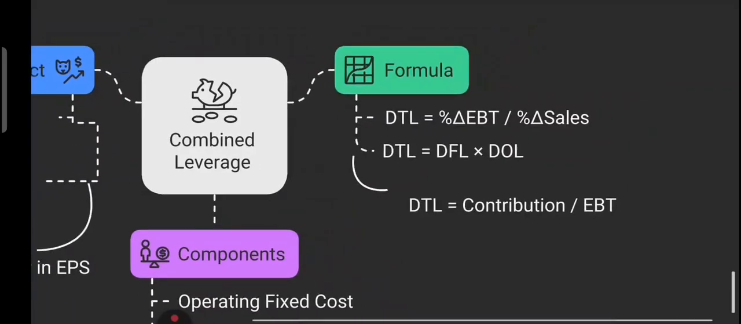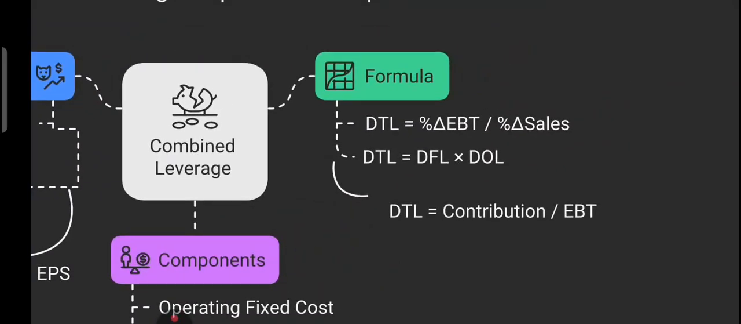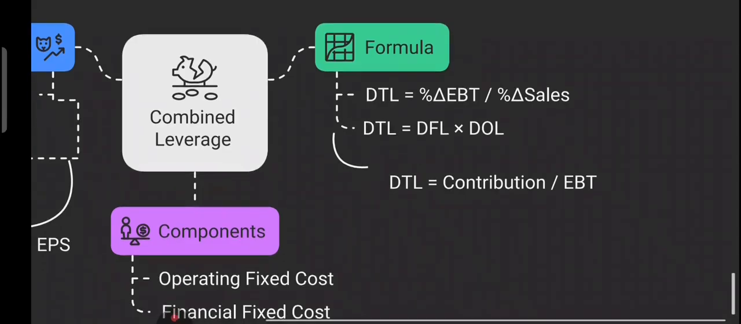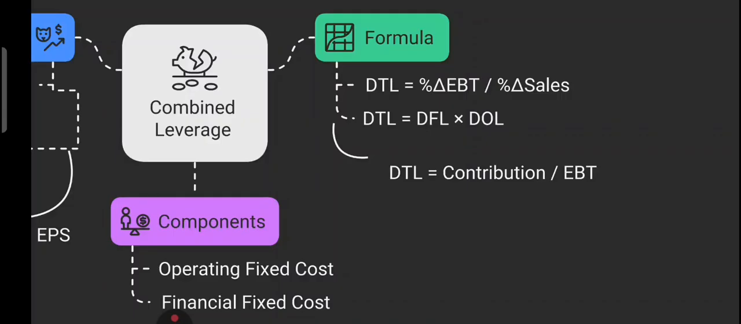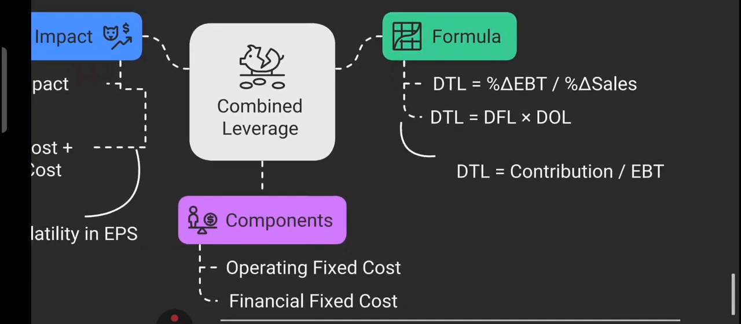Now have a look at the formula. Right, there are three ways to calculate DTL. First of all, percentage change in EBIT upon percentage change in sales. Second formula is either you calculate DFL individually, DOL individually and multiply both of them. And the third thing you can do, DFL is EBIT upon EBT, DOL is contribution upon EBIT. So EBIT will get cancelled, it will be contribution upon EBT.